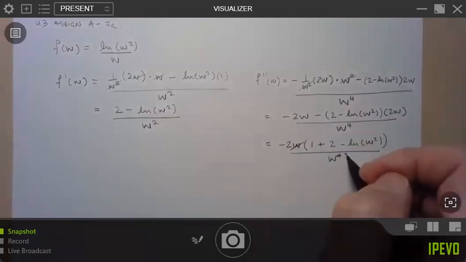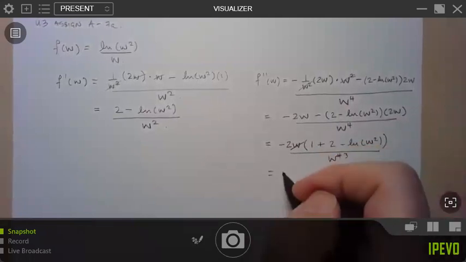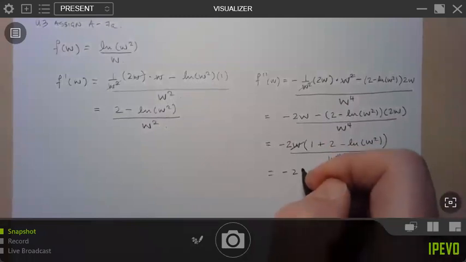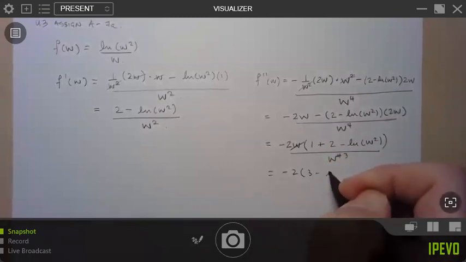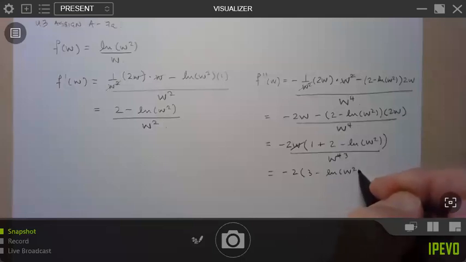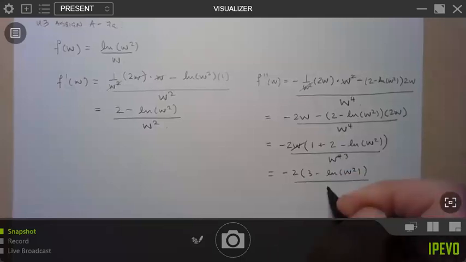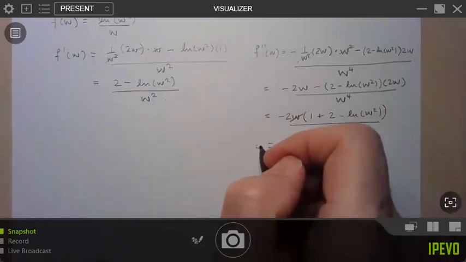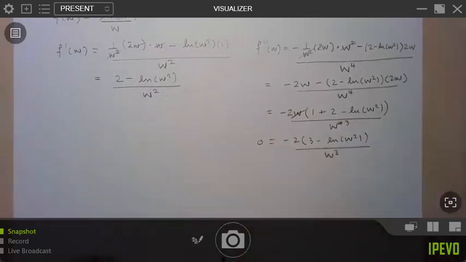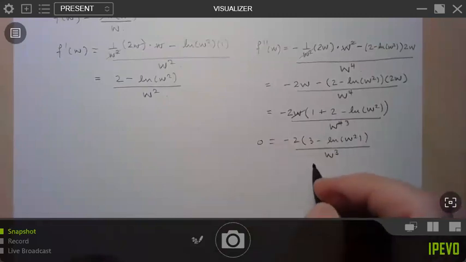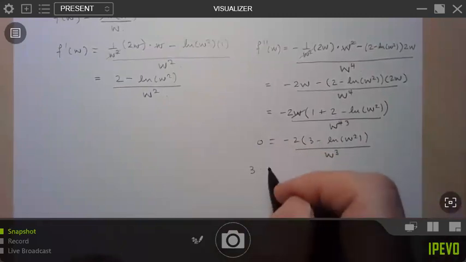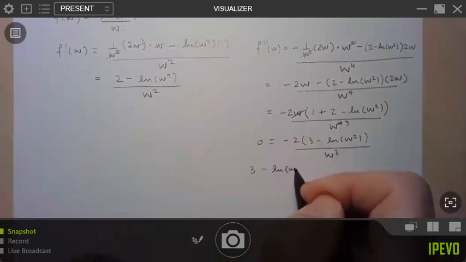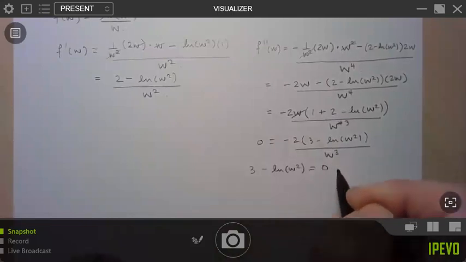That becomes cubed, and we can simplify that a little. Negative 2. So what do we have? We have (3 minus ln of w squared) all over w cubed. Okay. And so now all we have to deal with when looking for points of inflection is this area here. So we need 3 minus ln of w squared to be equal to 0.